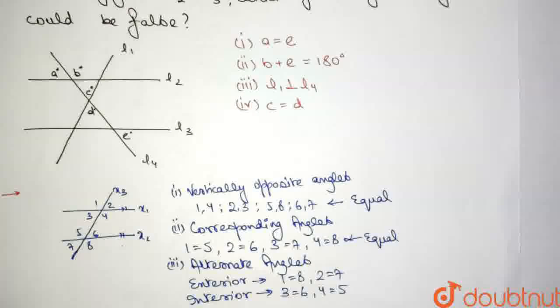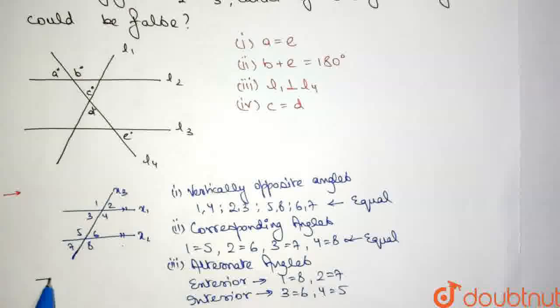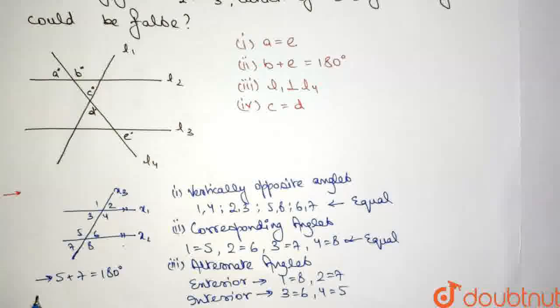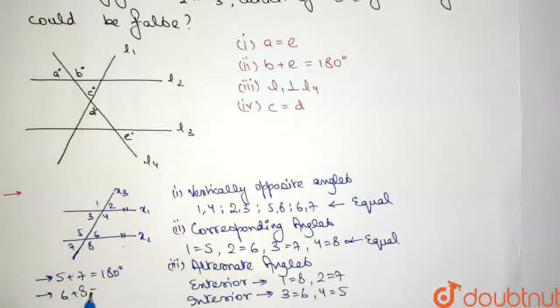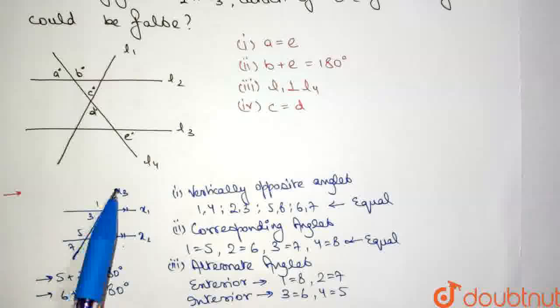And one last thing that we need to keep in mind is that the sum of angles on the same side of a transversal or same side of any line is 180 degrees. So we can say 5 plus 7 is equal to 180 degrees, 6 plus 8 is equal to 180 degrees, and so on. 5 plus 6 is 180 degrees, 3 plus 4 is 180 degrees, 1 plus 3 is 180 degrees, because they lie on the same side of a line, right? So their sum is 180 degrees. They are known as corresponding angles.